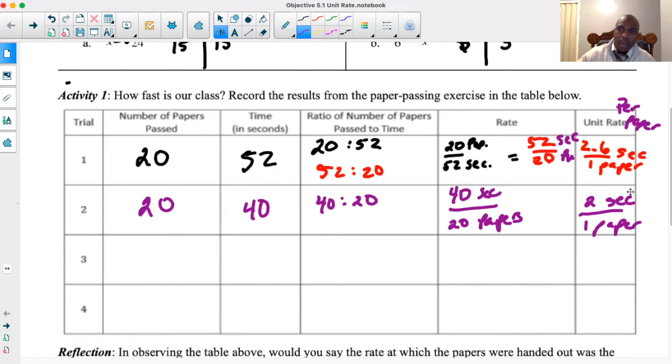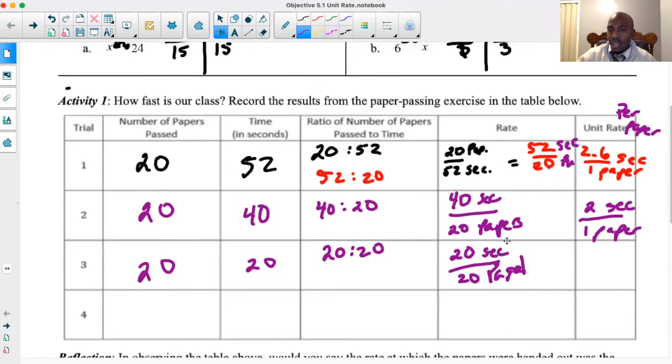And eventually maybe we'll get it down to having 20 papers handed out in 20 seconds, which looks like 20 to 20, which means 20 seconds for 20 pieces of paper, which means what's the ratio here? The ratio is, sorry for that scribble, 1 second per paper. Okay, that's what this is meaning. All right, and we're going to play around with this in class just for the sake of doing something new for the first unit.